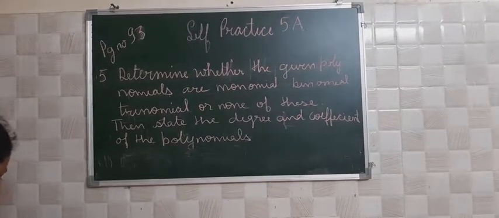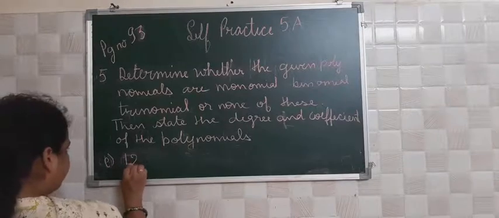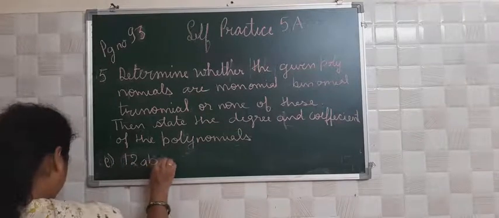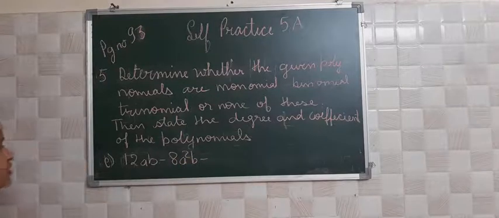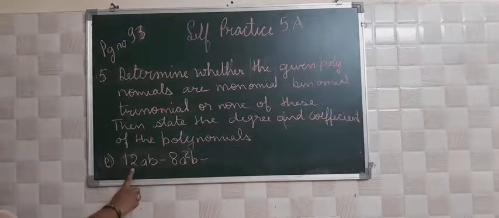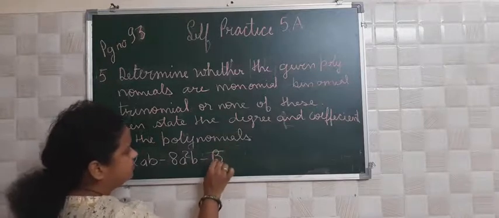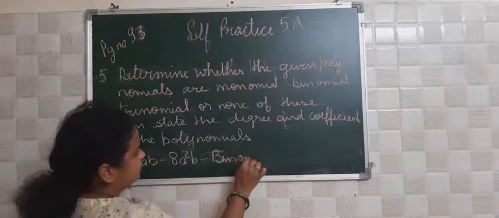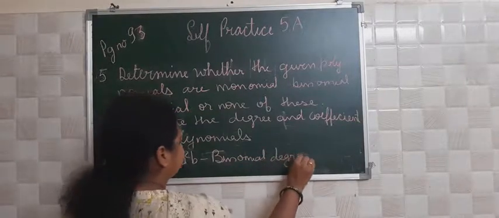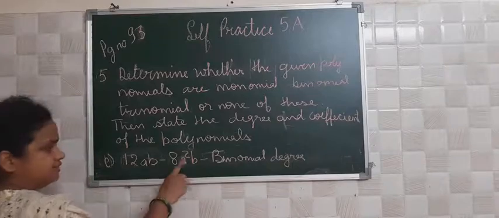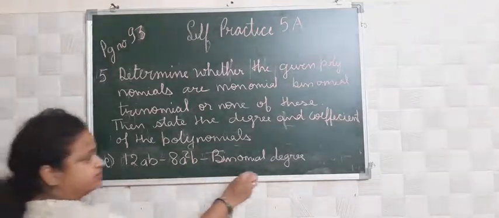Now see the E part. 12ab minus 8a square b. So here how many terms are there? 1 and 2. So it will be binomial. And what is its degree? Degree is, see, 2 plus 1 is 3, and here 1 plus 1 is 2. So here degree will be 3.